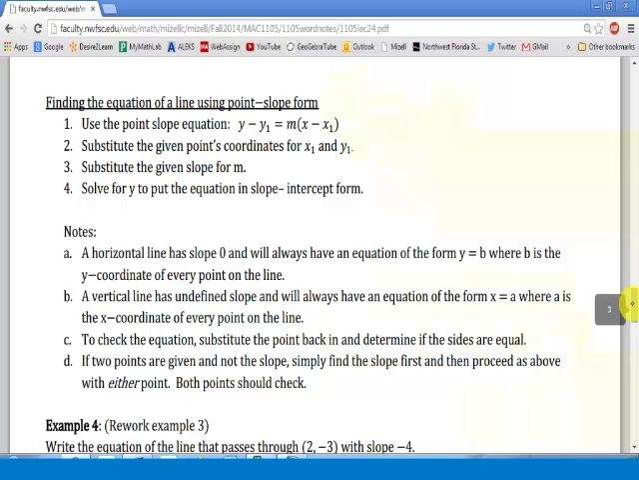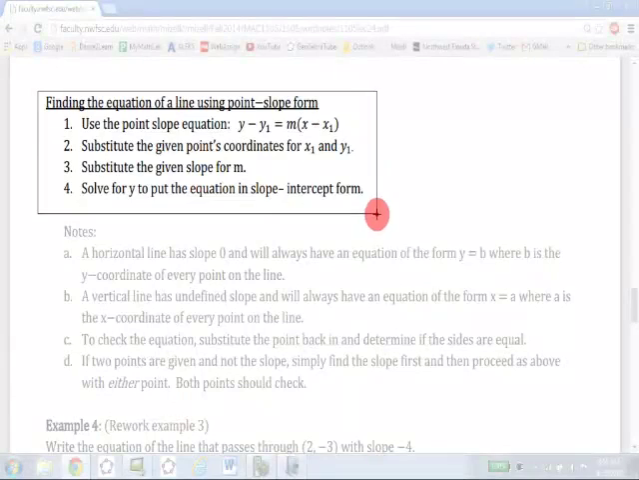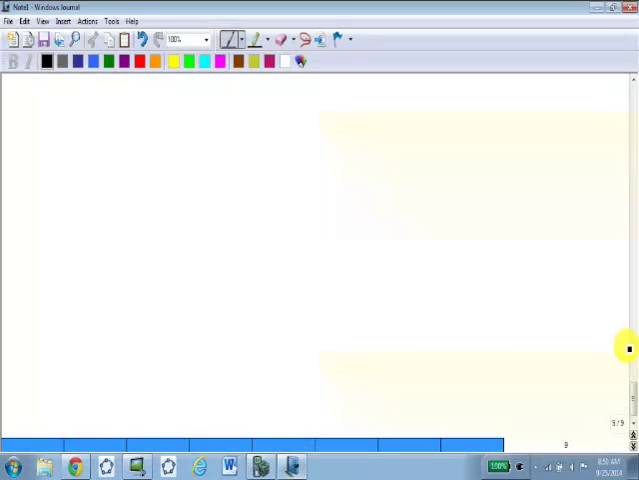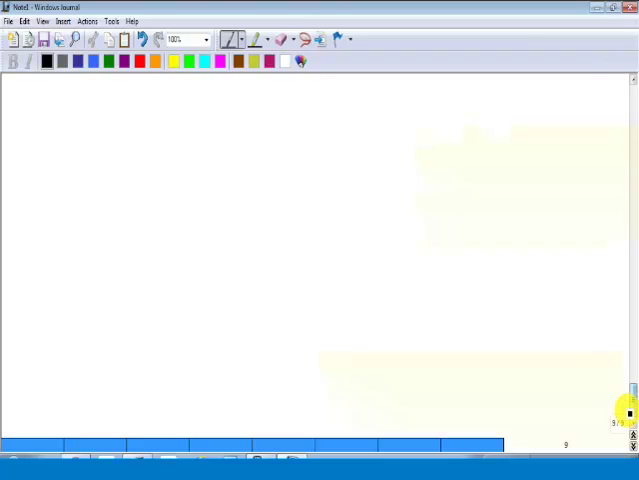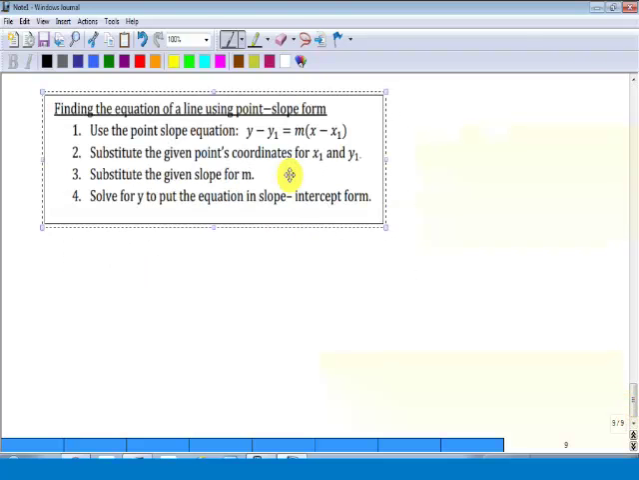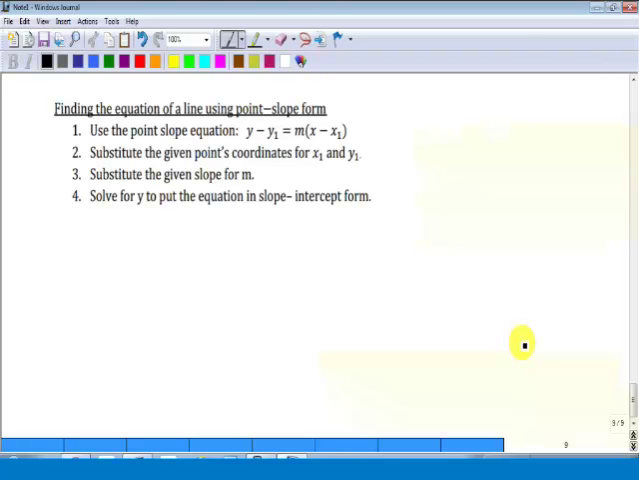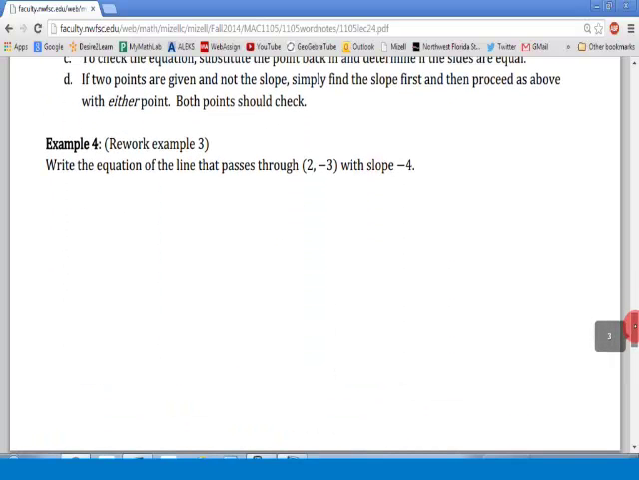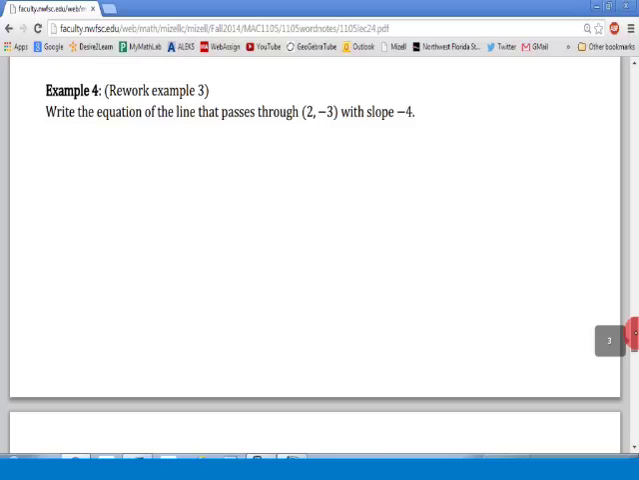So using the point-slope form of the equation of a line, we substitute the coordinates x sub 1 and y sub 1, substitute the given value for m, solve for y. That puts the equation into slope-intercept form, and then you've got it there. This does not work for vertical lines. If you want to find the equation of a vertical line, point-slope form will not get that for you because vertical lines do not have a slope. But it's pretty easy to find the equation of a vertical line another way. I guess I just did that, didn't I?